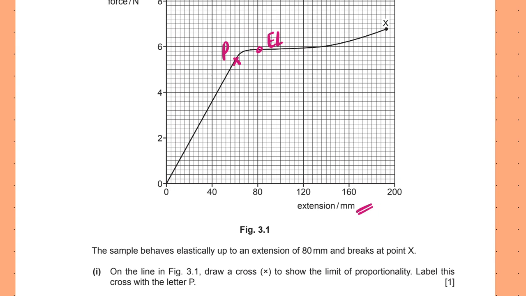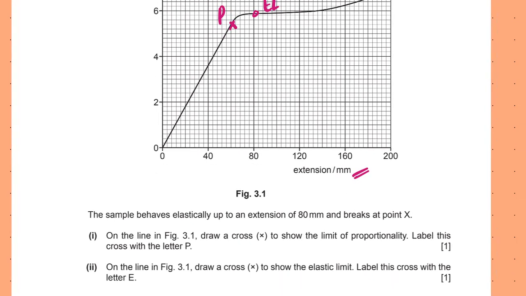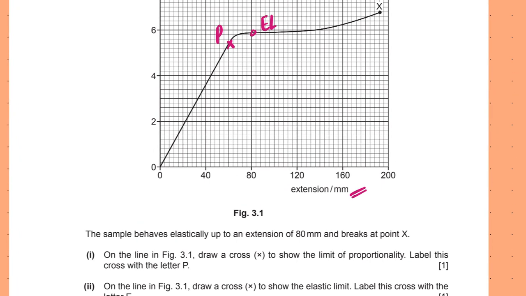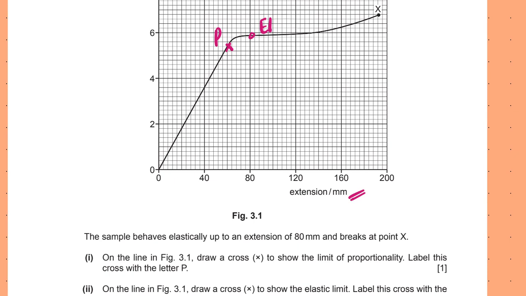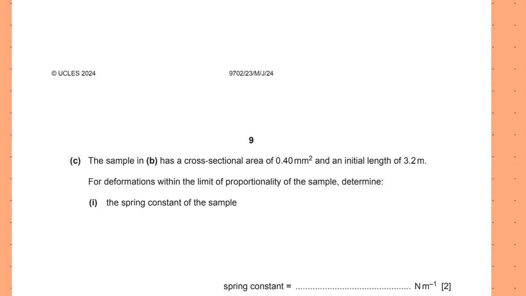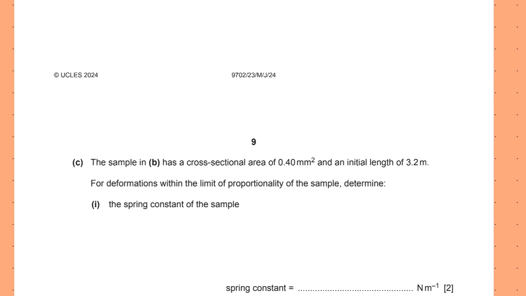On the line in 3.1, draw a cross to show the elastic limit. Label this cross with the letter E. So let me just, from here, remove the L and make this a cross at 80 mm. This is E. Straightforward. Sample in B has cross-sectional area this much and initial length of this much.